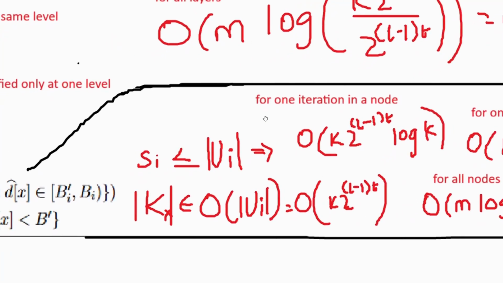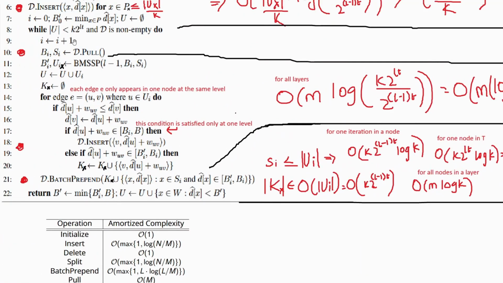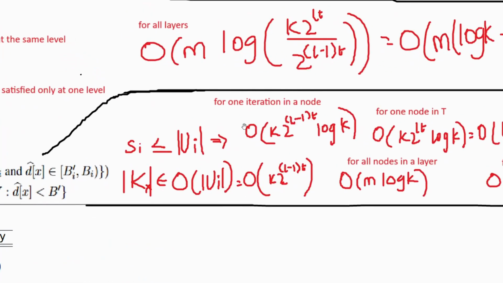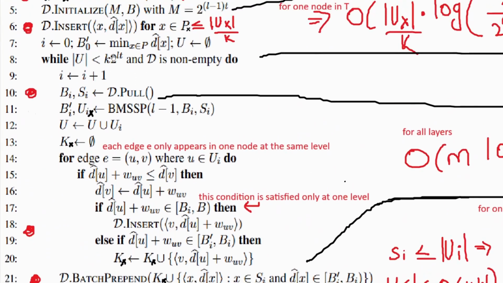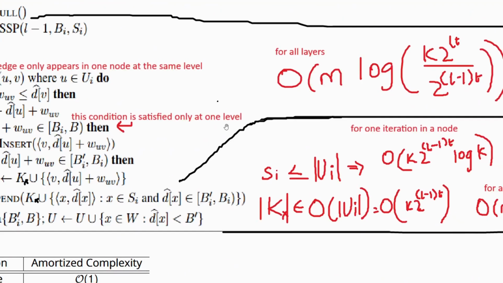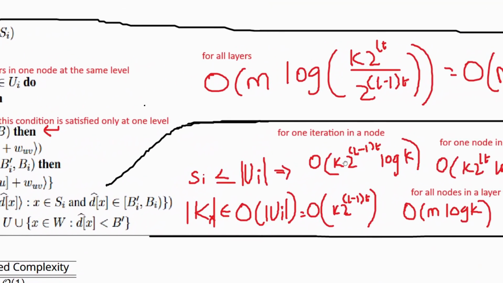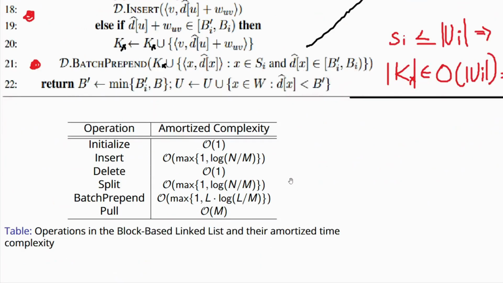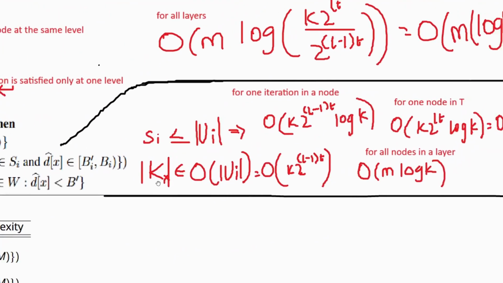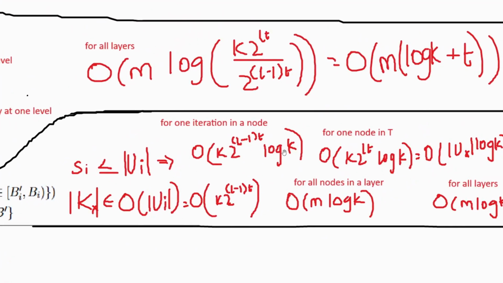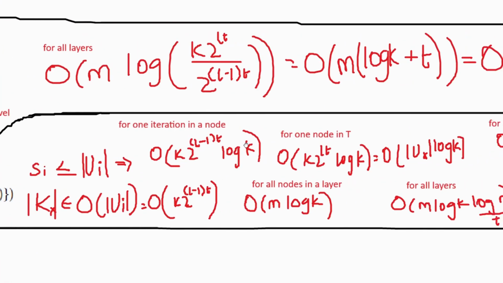So for one iteration, which is to say for one value of i in the while loop, this works out to be at most k times 2 raised to (L-1)t, if the layer L is k times 2 raised to Lt. And then the complexity for batch prepend is L times log of L over M, where L is this, and you can work out that log of L over M works out to be log k.